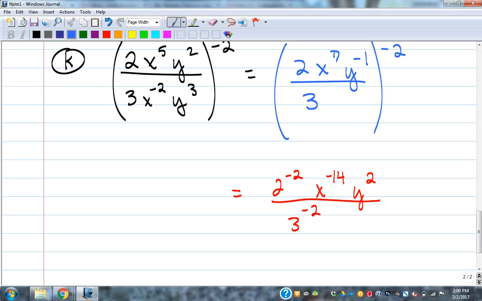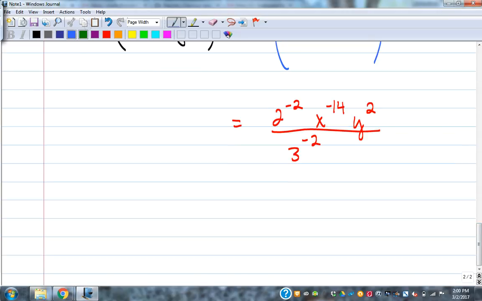What needs moving? The 3, the 2, and the x. So let's rearrange those, and then we'll finish the problem. So we got 3 squared, y to the 2nd on top, 2 squared, x to the 14th on the bottom. 3 squared is not too big of a number, and 2 squared is not too big of a number. We can go ahead and work those out, right? What's 3 squared? Yeah. 2 squared.